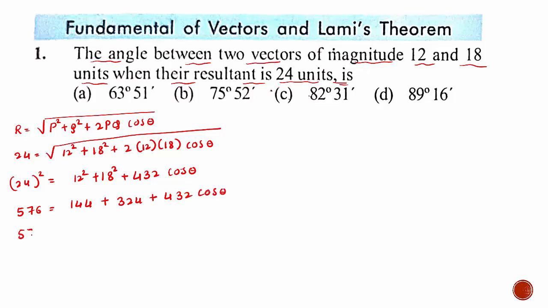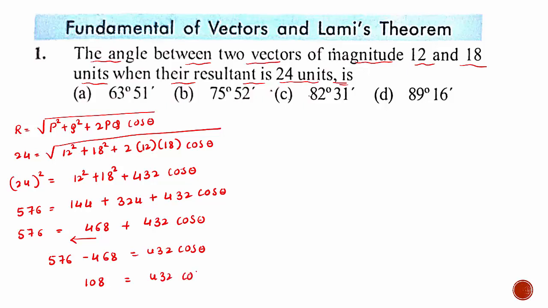144 plus 324 is how much? 468 plus 432 cos theta, keep as it is. This equation can be written as 576, and 468 we can take to the LHS side. It will become 576 minus 468 equals 432 cos theta. That gives 108 equals 432 cos theta. So we can write cos theta equals 108 divided by 432. Dividing these two values, we will get the answer 0.25.